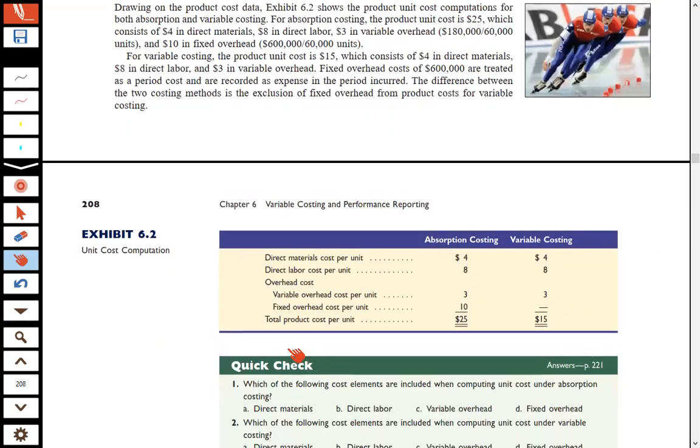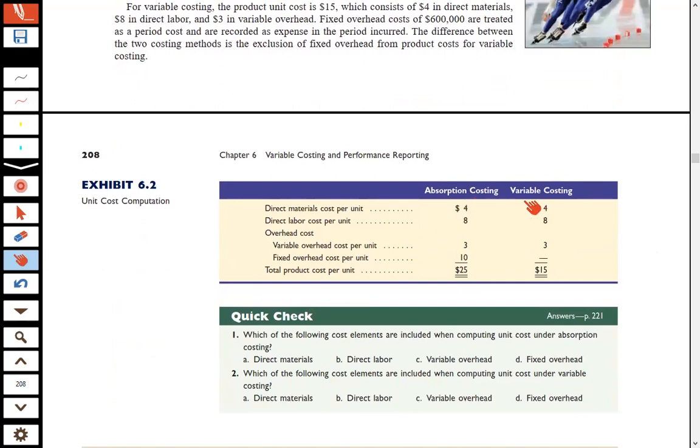Here is another example of absorption costing and variable costing. Variable costing is also known as marginal costing. So if we see the name marginal costing, it is seen as variable costing, that is, only variable costs will be taken in the product cost. And in absorption costing, variable plus fixed overhead will be taken in the product cost, whether it is total cost or per unit cost.